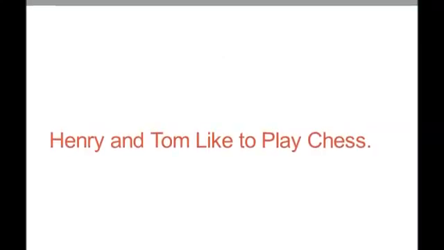See, Henry is a third person singular. So what I am doing, I am adding s to the verb. The verb here is like, so I am adding s to the verb. Take another sentence: Henry and Tom like to play chess. See, here in this sentence I am using two singular subjects. So, if any two singular subjects are joined by the conjunction and, we use a plural verb.